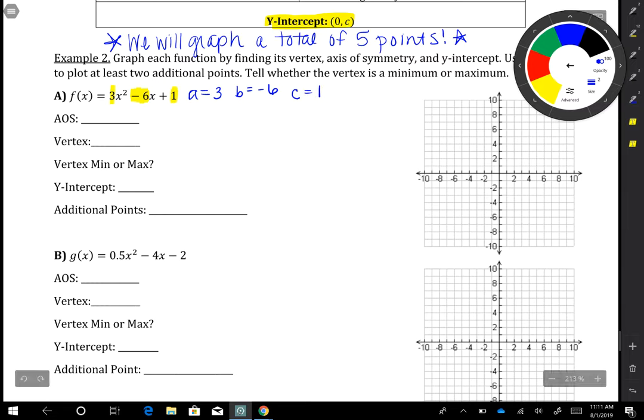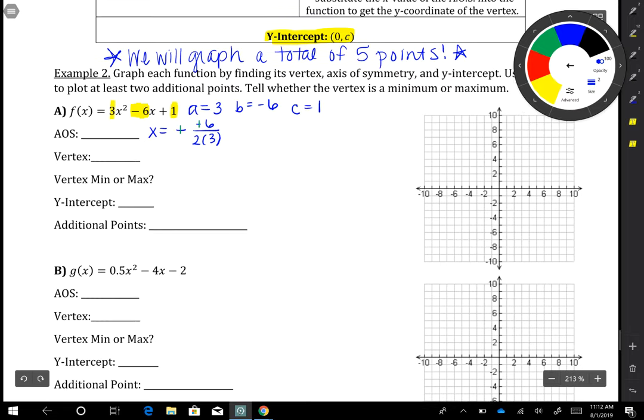Okay, so for my axis of symmetry, it is x equals negative b over 2 times a. Now, when I take a negative times a negative, that's going to give me a positive. So I actually have positive 6 over 6, which reduces to 1. So my axis of symmetry, I will write x equals 1. And I'm going to go plot that. That's the vertical line at x equals 1.